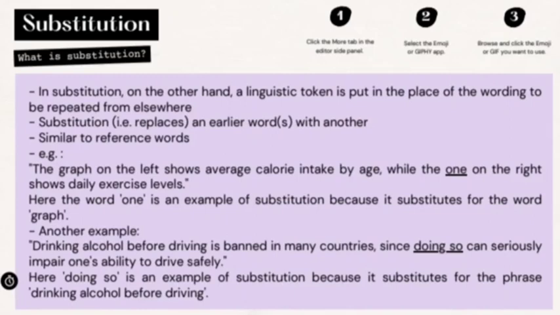Another example. Drinking alcohol before driving is banned in many countries. Since doing so can seriously impair one's ability to drive safely. Here, doing so is an example of substitution because it substitutes for the phrase drinking alcohol before driving.